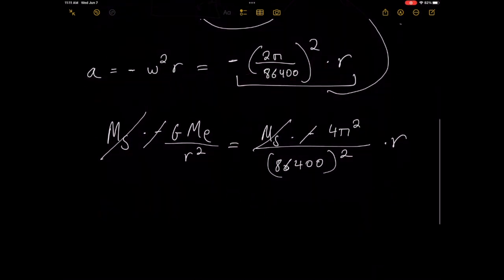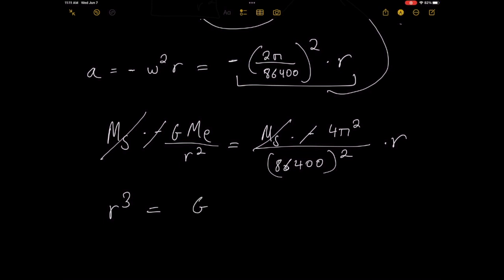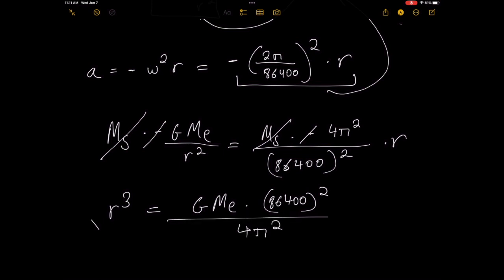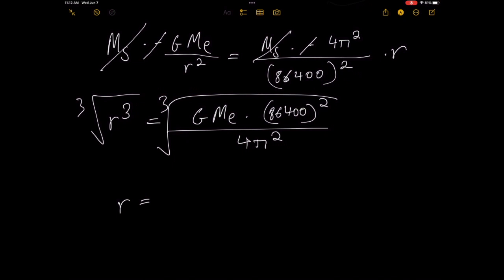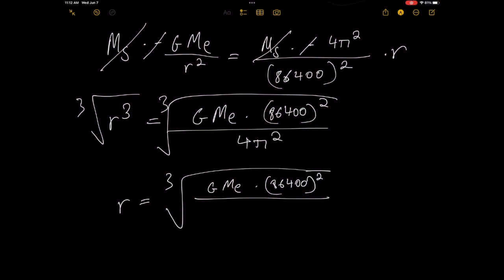And now we simply solve for r. So r cubed equals G times me times 86,400 squared over 4 pi squared. And we simply take the cube root. r is equal to the cube root of G times me times 86,400 squared over 4 pi squared.